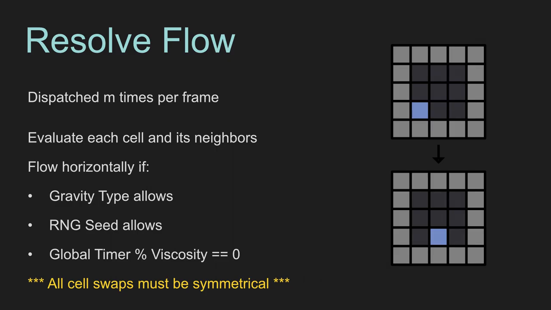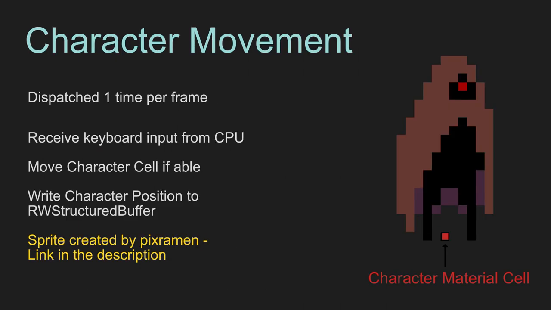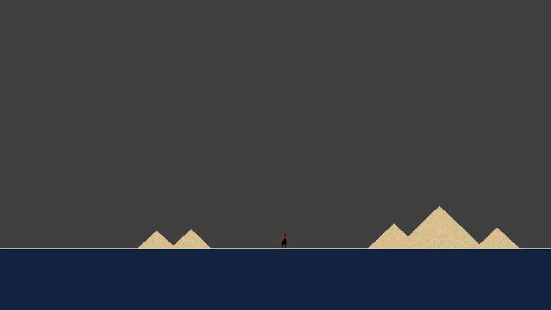This is currently the only use for the global timer, but I suspect that it will come in handy for sprite animations and particularly idle animations. The character controller kernels are next. First up is movement. The character sprite is 11 by 21 pixels, but most of that is only drawn to the result texture. There's a single pixel at the bottom center of the sprite that is a character material in the cell material texture. The rest is transparent as far as the simulation is concerned.